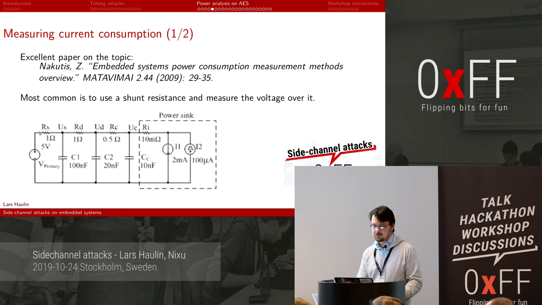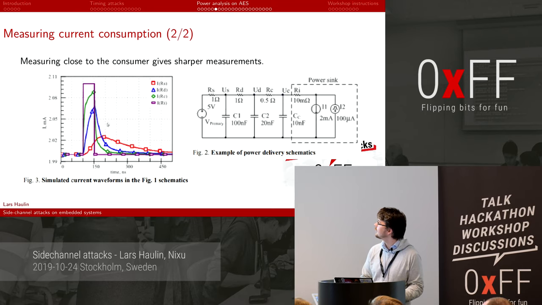And this will give you the current consumption of the system. But it is also important to measure as close as possible, because this is an illustration of what the current consumption would look like at different points. This is the current consumer, and if you measure here, the real power consumption is a really high and narrow peak. But once you get away from it, the power consumption gets a bit smoothed out.